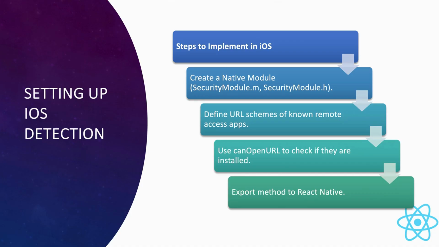Now, we will understand how we can detect remote access apps on iOS. We will follow the below steps. We will create a native module. We will define SecurityModule.h and SecurityModule.m, the two files we have to create. Then we have to define URL schemes. We will get a list of remote access apps' URL schemes. We will use canOpenURL to check whether any of the defined URLs can be opened. Then we will export this method, which can be accessible from React Native script.